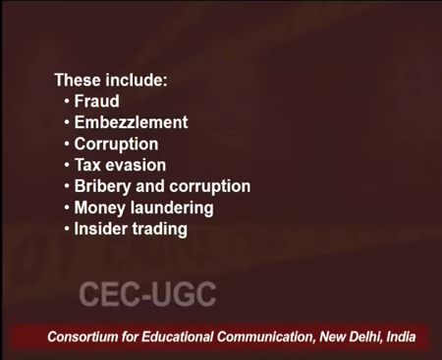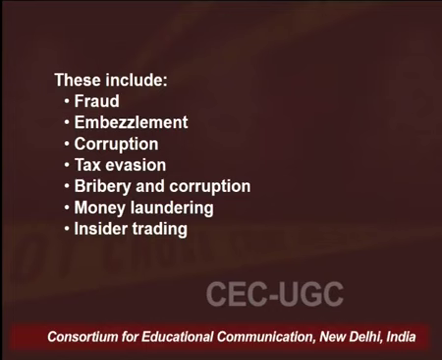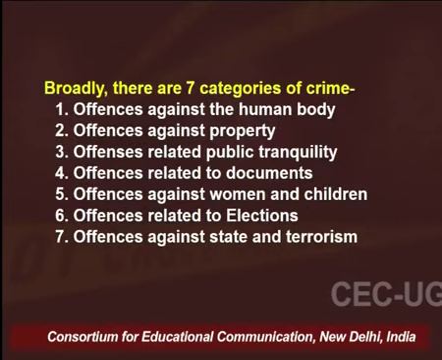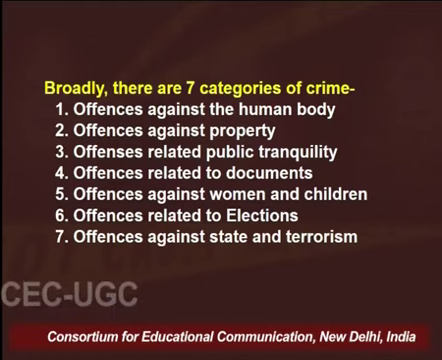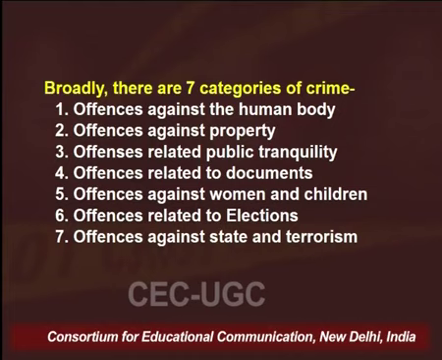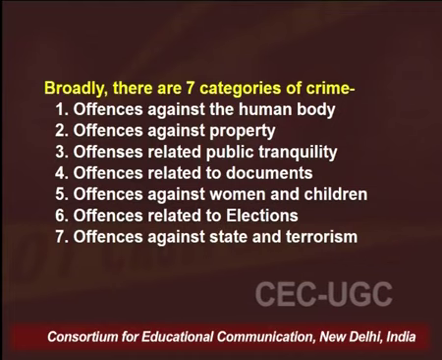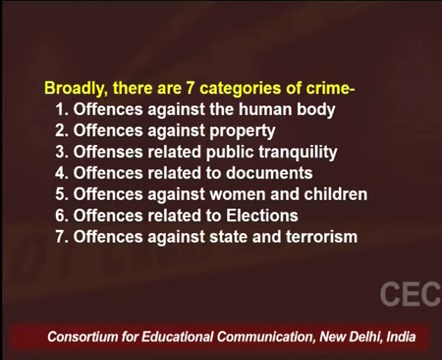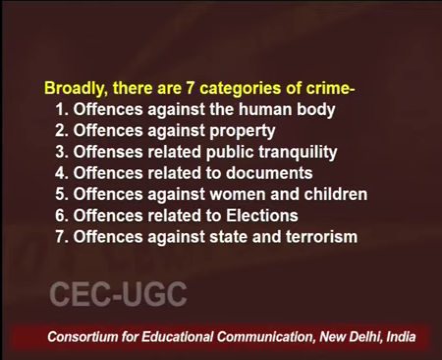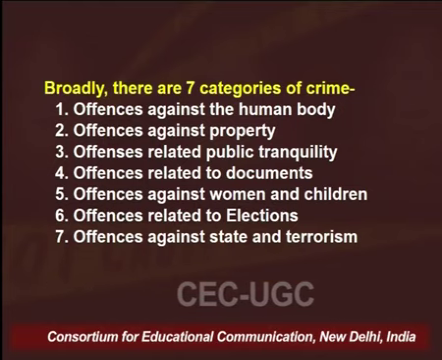So, broadly, there are 7 categories of crime: offences against the human body, offences against property, offences related to public tranquility, offences related to documents, offences against women and children, offences related to elections, and offences against state and terrorism.